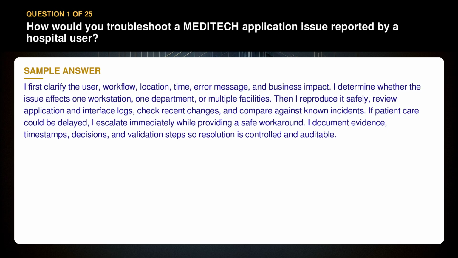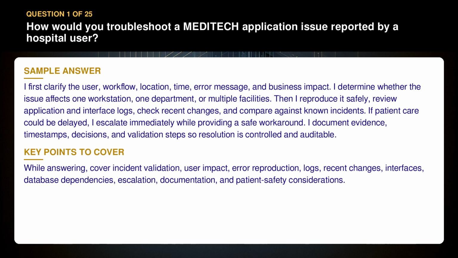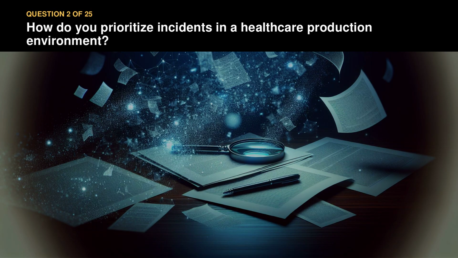If patient care could be delayed, I escalate immediately while providing a safe workaround. I document evidence, timestamps, decisions, and validation steps so resolution is controlled and auditable. While answering, cover incident validation, user impact, error reproduction, logs, recent changes, interfaces, database dependencies, escalation, documentation, and patient safety considerations. Question 2. How do you prioritize incidents in a healthcare production environment?